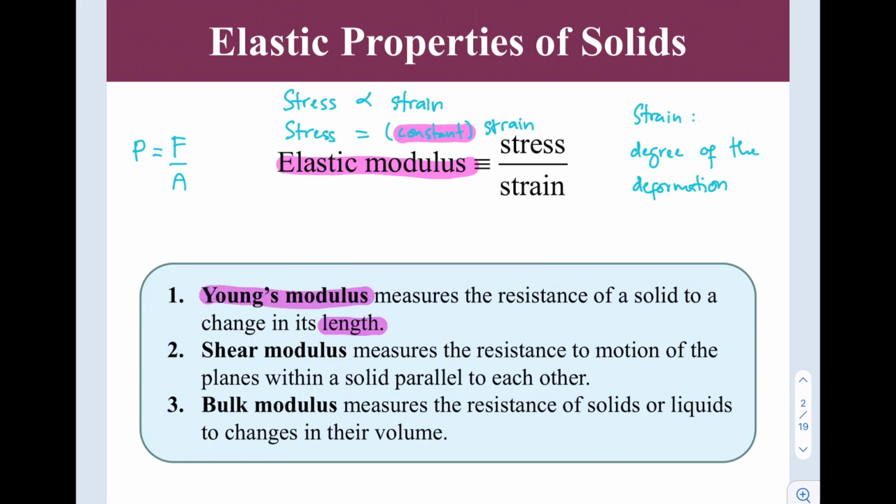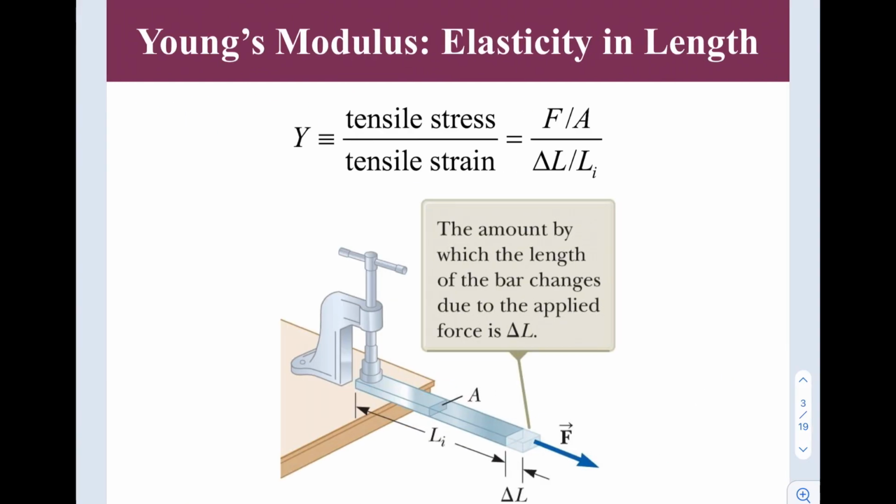So when we talk about length, we refer to Young modulus. If we're talking about shear modulus, it refers to the planes within the solid, or simply change in shape. Then bulk modulus refers to the change in volume.